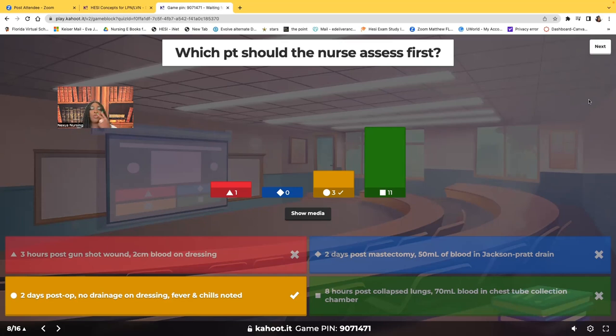So between those two, you always have to say to yourself, who's more at risk for injury? Who's more at risk for death? And that's going to be that patient that has fever and chills after the surgery. We're worried about them becoming septic.